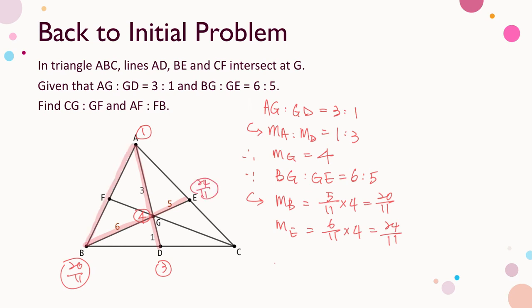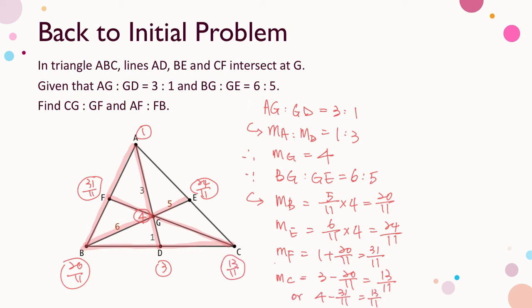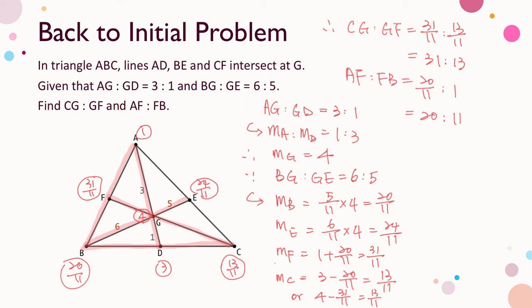Thus, the mass of F equals 1 plus 20 over 11, that is 31 over 11. And the mass of C is 3 minus 20 over 11, that is 13 over 11. Or 4 minus 31 over 11. Still, we get the same answer, 13 over 11. Therefore, CG to GF is 31 over 11 to 13 over 11, that is 31 to 13. And AF to FB equals 20 over 11 to 1, that is 20 to 11.